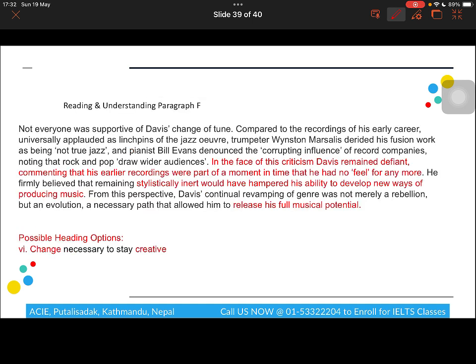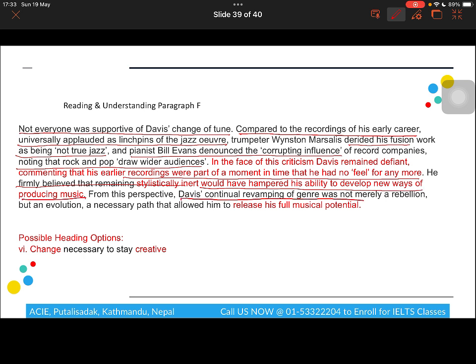Finally, reading paragraph number F: not everyone was supportive of Davis's change of tune. Compared to the recordings of his early career, which were universally applauded, trumpeter Wynton Marsalis derided his fusion work as not being true jazz. Pianist Bill Evans denounced the corrupting influence of record companies, noting that wider audiences. Davis remained defiant, commenting that his earliest recordings were part of a moment in time. He firmly believed that remaining stylistically inert would have hampered his ability to produce music. Davis's continual revamping of genre was not merely a rebellion, but a necessary part of his creative process. So, change necessary to stay creative.